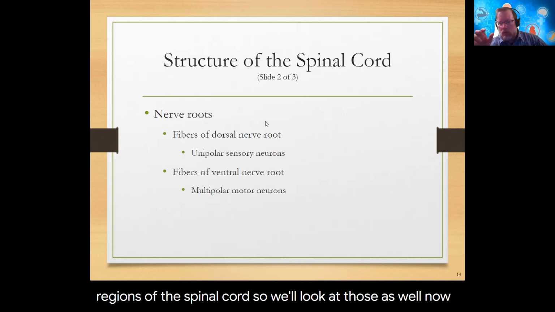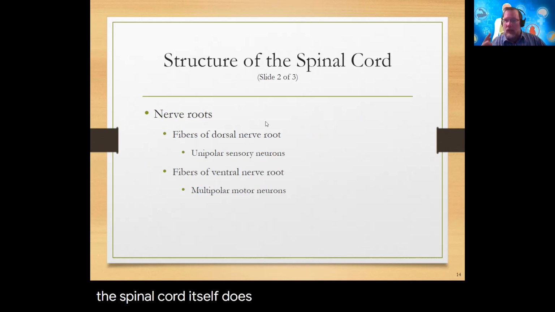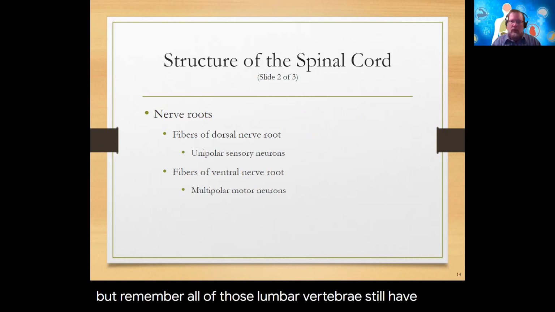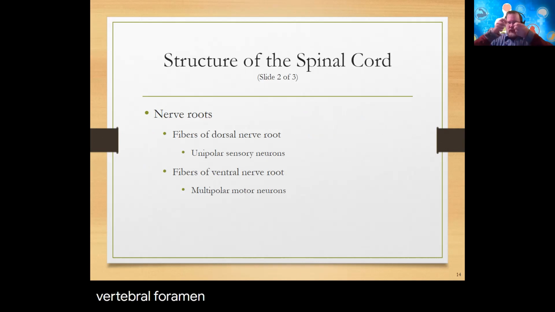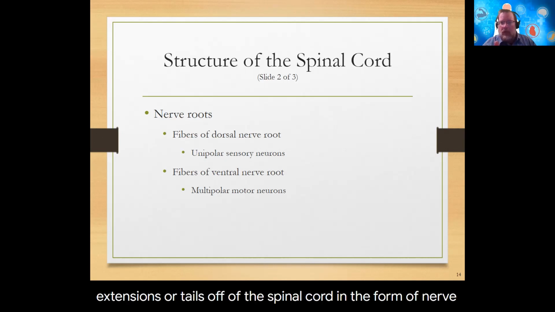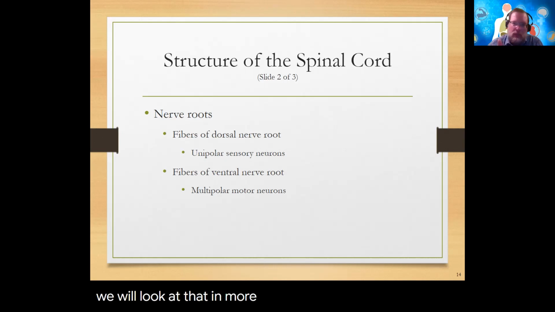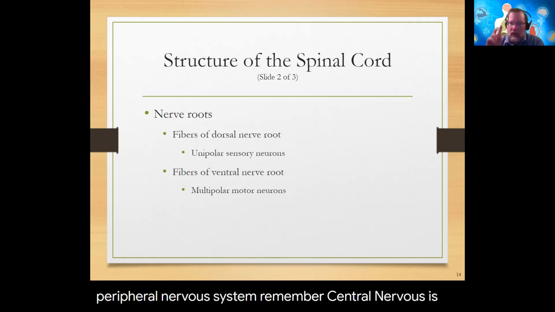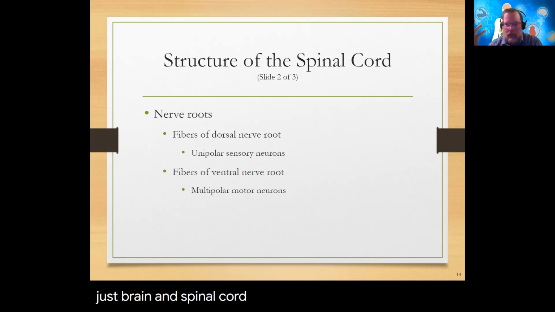Now, the spinal cord itself does end right around your L1 lumbar, but remember, all of those lumbar vertebrae still have vertebral foramen. So we do see some extensions or tails off of the spinal cord in the form of nerves. We will look at that in more detail when we get to the peripheral nervous system. Remember, central nervous is just brain and spinal cord. Peripheral is all of the nerves that come off of the brain and spinal cord.